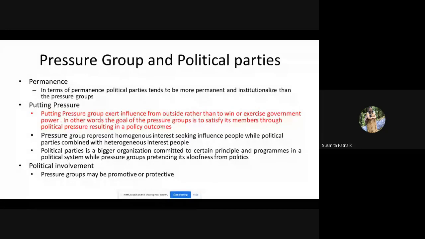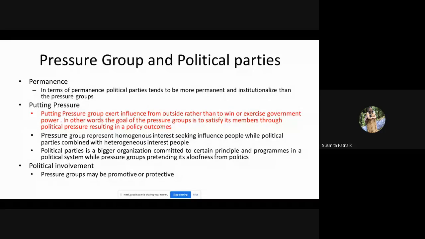Then the third point is that the political party is a bigger organization committed to certain principles and programs in a political system, while pressure groups pretend to alienate from politics. Political party is a bigger organization, and its main principle and policy is to do politics in a political system. But pressure groups always want to remain aloof from politics, maybe the center politics, or maybe the regional politics.